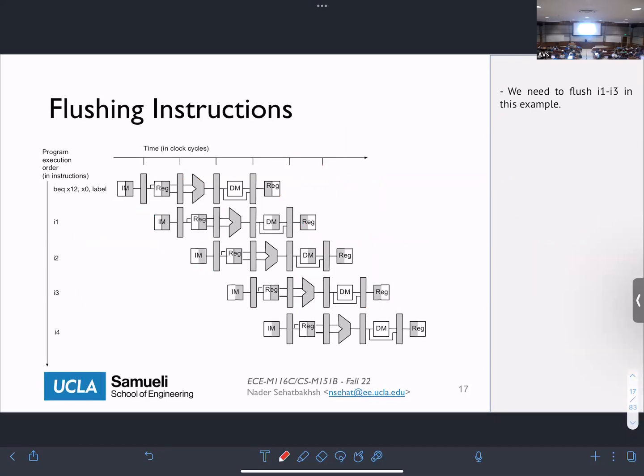So yeah, let me give you an example here. Our branch is here, then our branch goes here, our I1 goes here, branch goes here, I1 goes here, I2 goes here, branch goes here, I1, I2, I3. So at this point, we need to flush. So branch continues, of course, but instead of sending I1 here, we are sending 0 here. Instead of sending I2 here, we are sending 0 here. And instead of sending I3 here, we are sending 0 here.